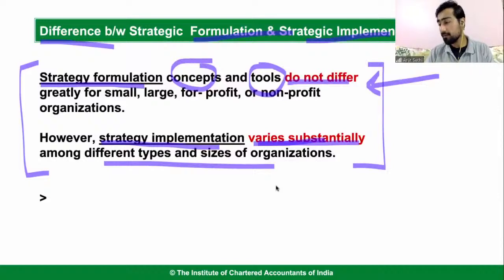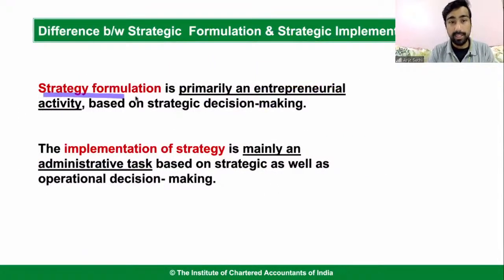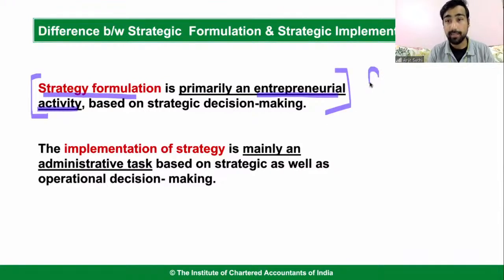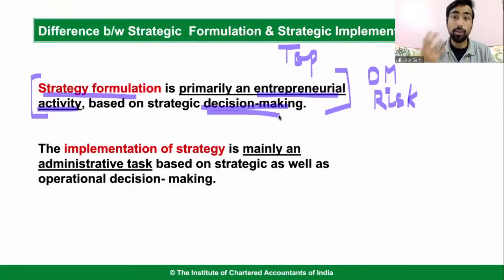Okay. So formulation is not greatly different based on the size and type of organization, but implementation is. Now, strategy formulation is primarily an entrepreneurial activity. Entrepreneurial activity का मतलब है because it requires risk taking, decision making. इसमें decision making आ रहा है, आप risk ले रहे हैं, right? Your analytical and intuitive skills लग रहे हैं, top management कर रहा है. So it is more like an entrepreneurial activity based on decision making. That is why it's more entrepreneurial.